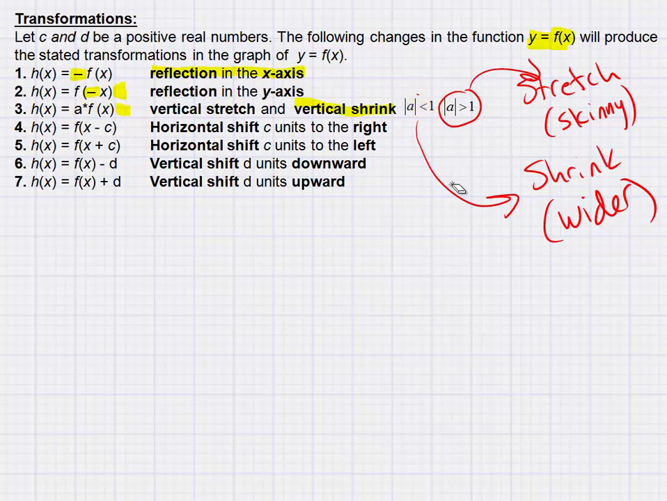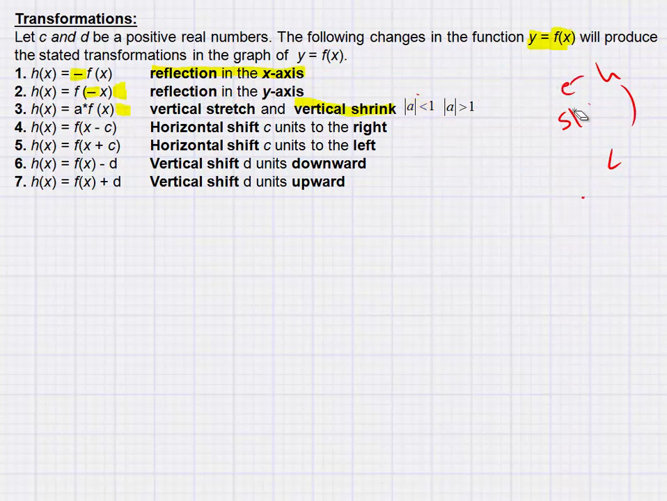Then the other things we can do is we can start shifting our graph. So if I want to shift my graph horizontally or vertically, I'm going to add or subtract some value somewhere on the function. These two I'm adding and subtracting inside the function. These I'm adding and subtracting outside the function. That's the key here. These two here are inside the parentheses. These two are outside of the function, outside the parentheses.